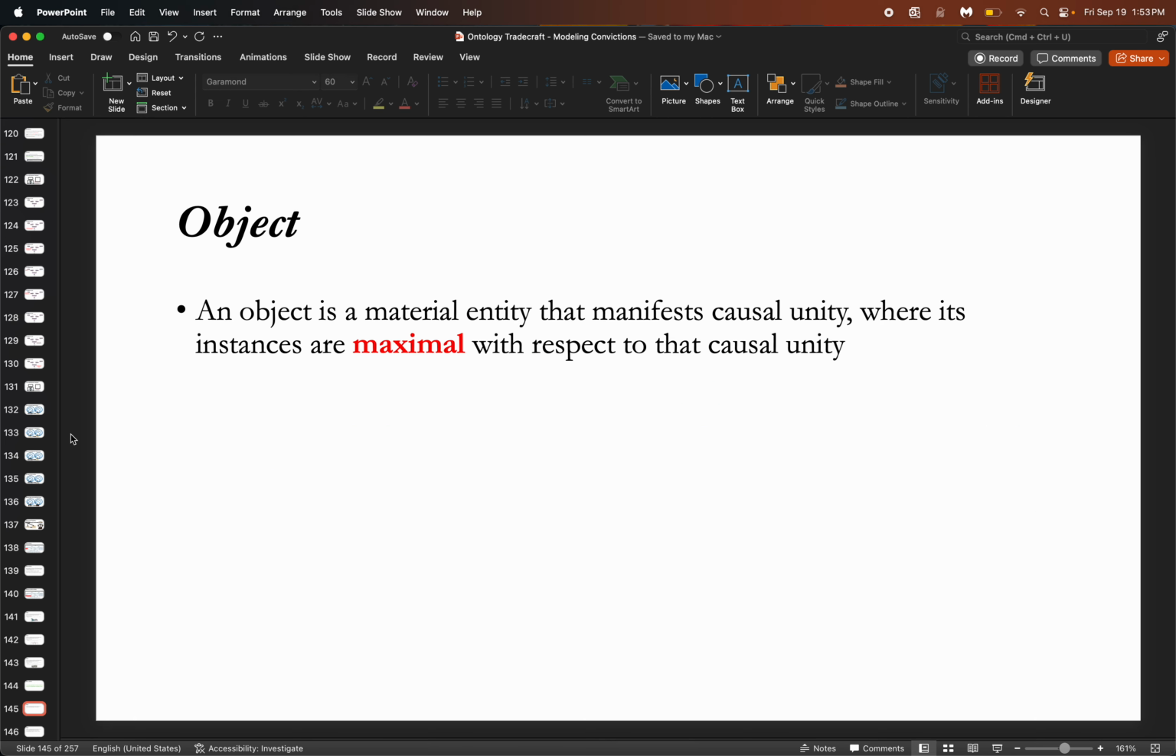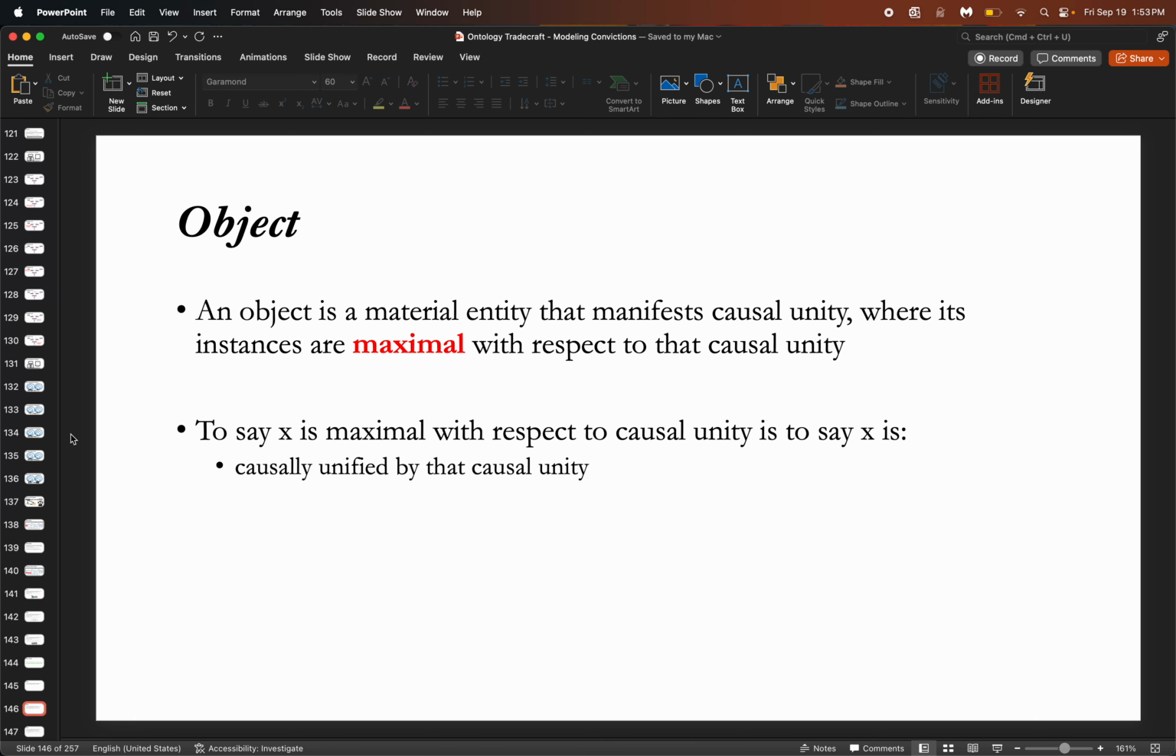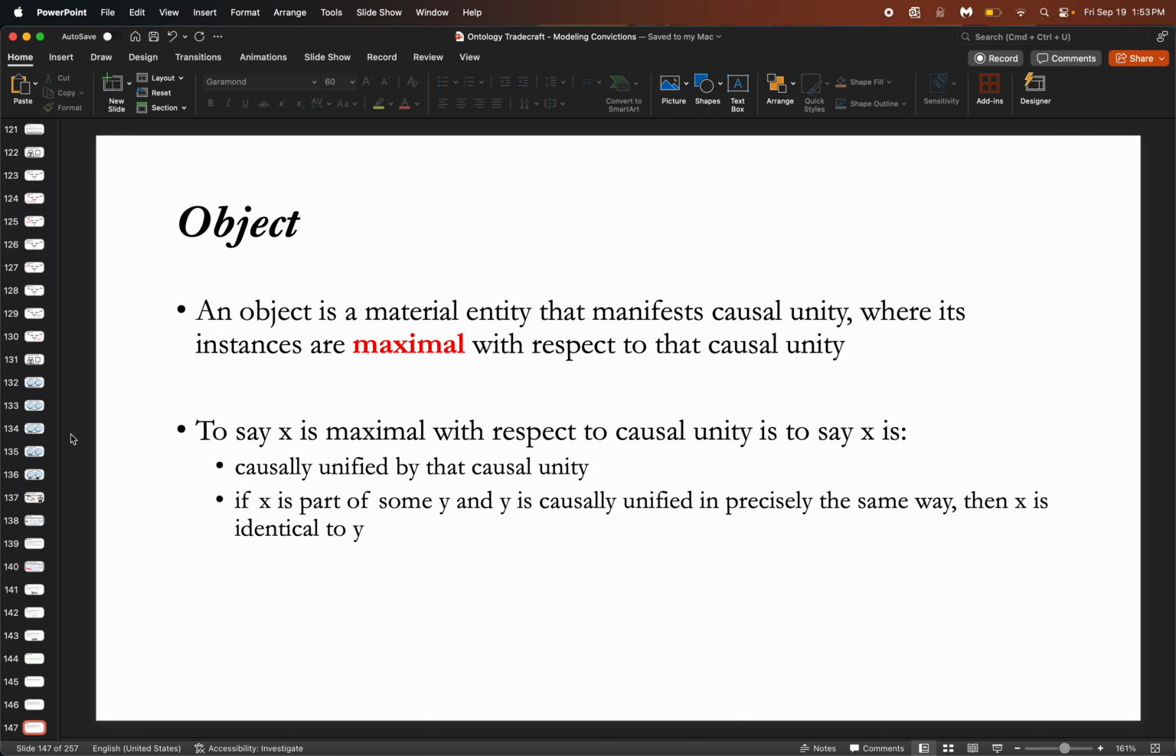Now, an object, as said, not only manifests causal unity, but its instances are maximal with respect to that unity. And so, to say something is maximal is to say that it is causally unified by that causal unity, and that if X is part of something, and Y is causally unified in precisely the same way, then X is identical to that thing. So this is just to say there is only one causal unity binding them all.